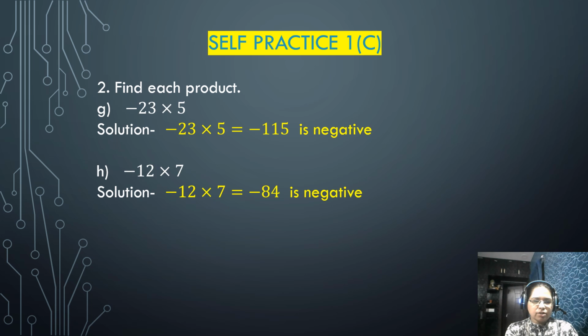G, minus 23 multiplied by 5. Product of negative and positive, we get a negative integer. So minus 23 multiplied by 5 is minus 115, and minus 115 is a negative integer. H, minus 12 multiplied with 7. Product of negative integer with positive integer, we get a negative integer. So minus 12 multiplied by 7 is minus 84. Minus 84 is a negative integer.